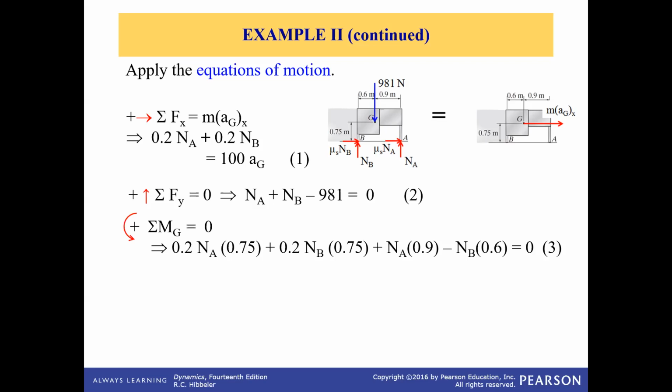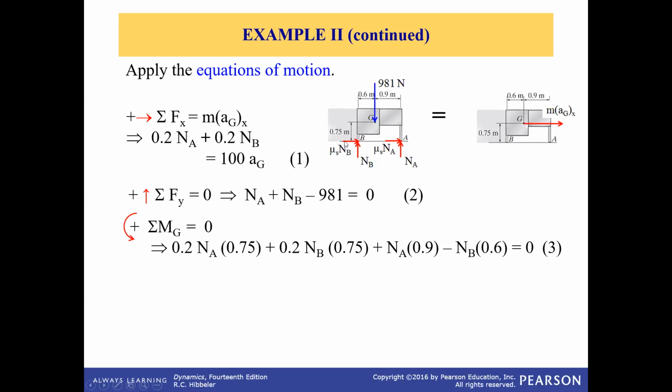In the x direction, the net force comes from the two frictional forces: mu times NA plus mu times NB. Mu is 0.2, they're both 0.2. That should equal m times A. In the y direction, the net force should be 0, so the weight should equal NA plus NB, or NA plus NB minus the weight equals 0. So that's two equations, and then the third equation comes from the net torque of each force summing to 0. So the net moment should be 0.